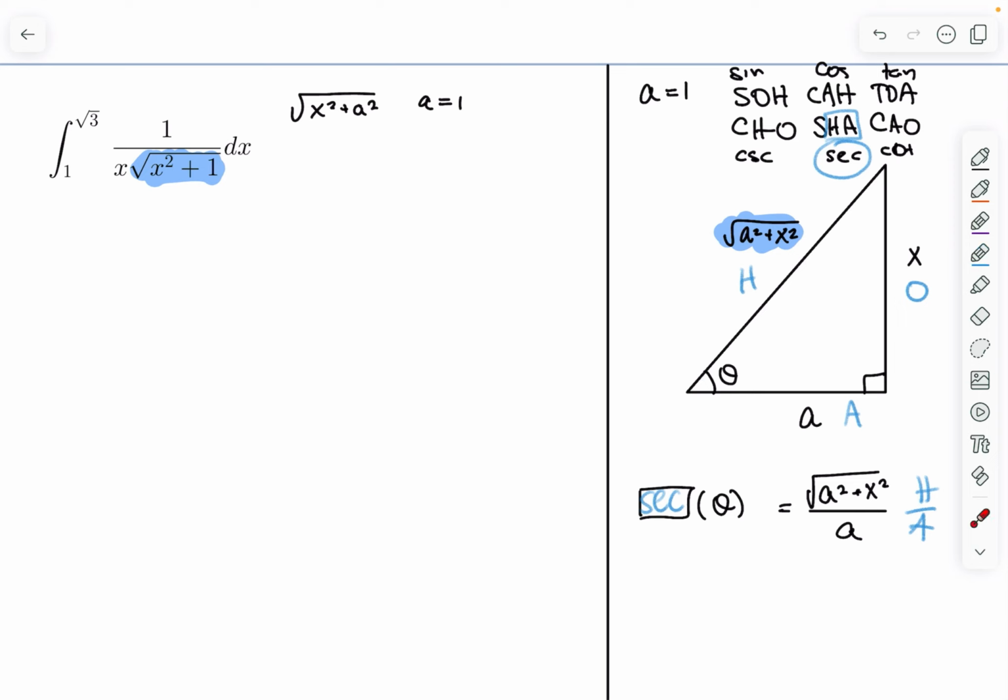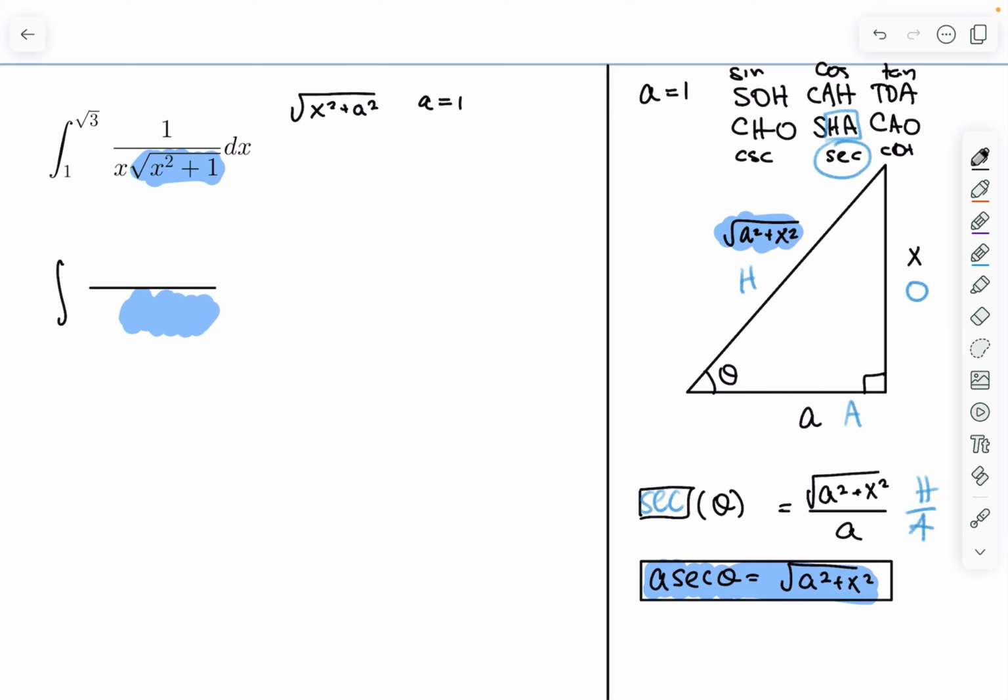But remember that I want to have this in terms of theta, so I'm just going to solve for that by multiplying both sides by a. So this becomes a secant of theta is equal to the square root of a squared plus x squared, and that is our first substitution. So now I'm going to go ahead and substitute that. Given that a is equal to 1, that is secant of theta.